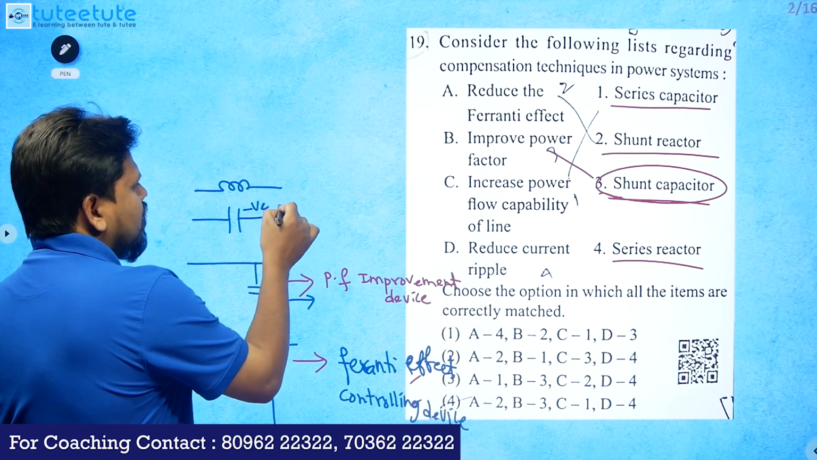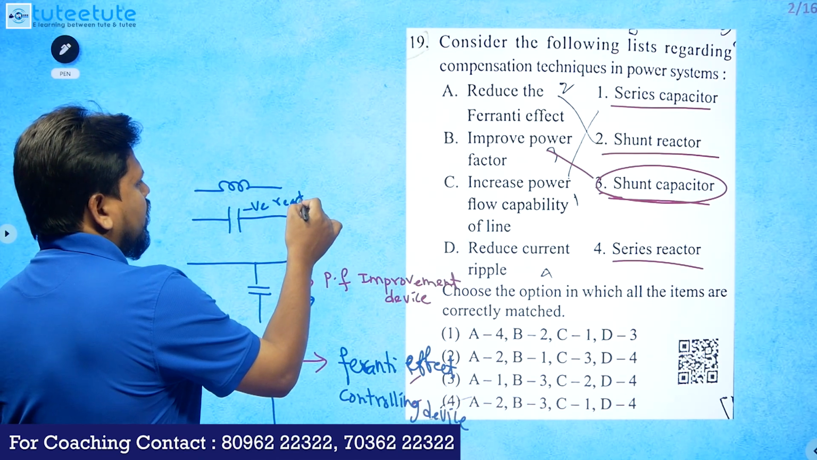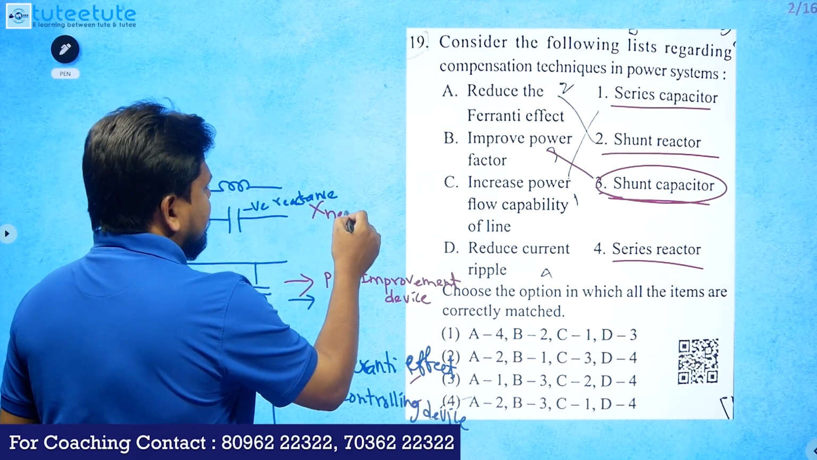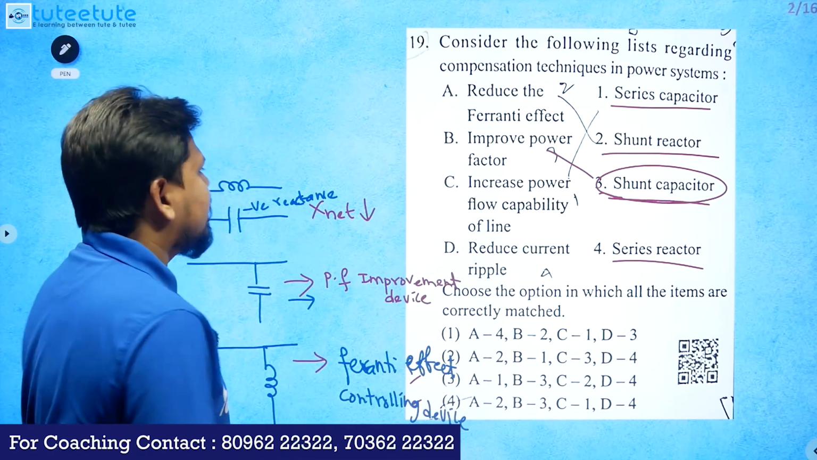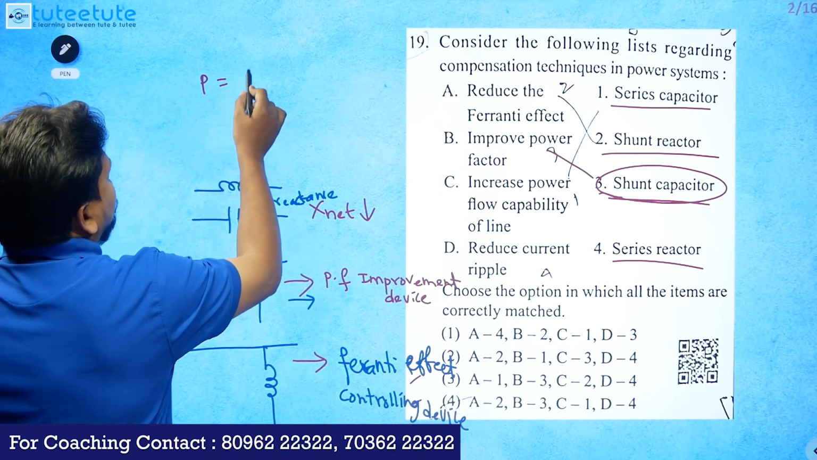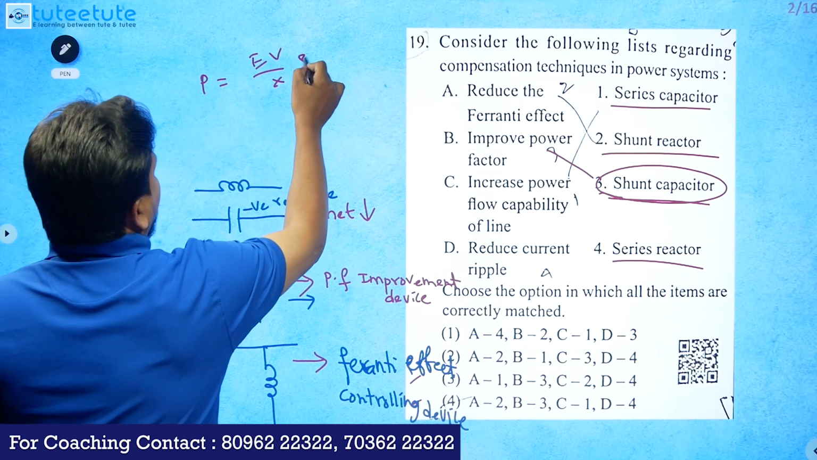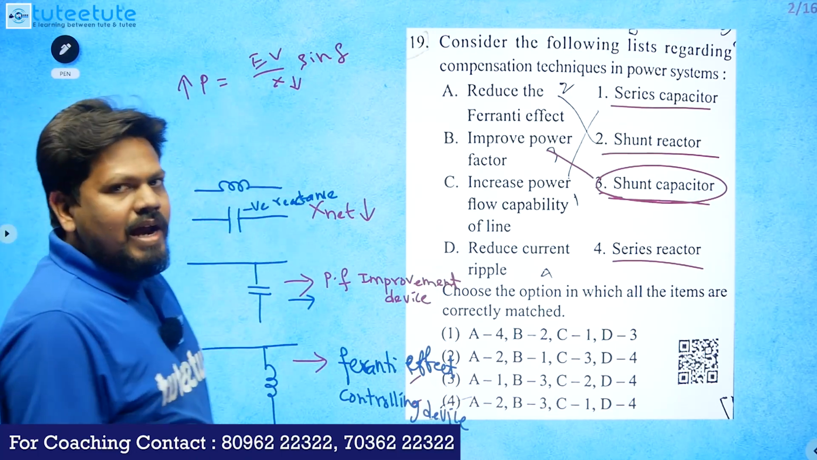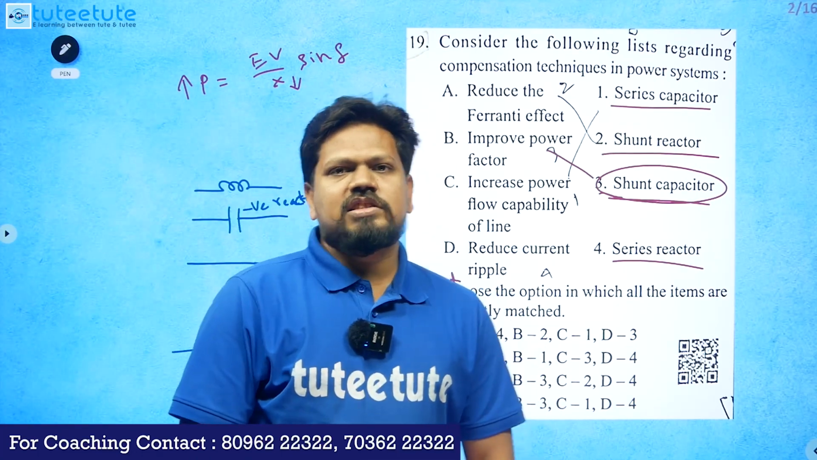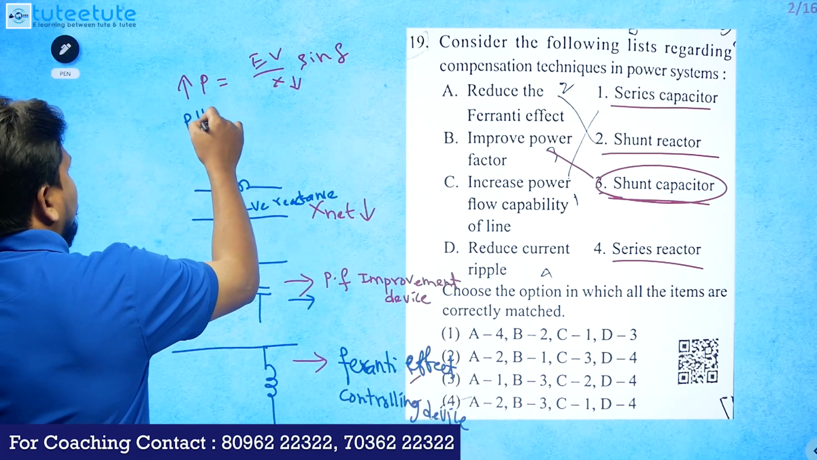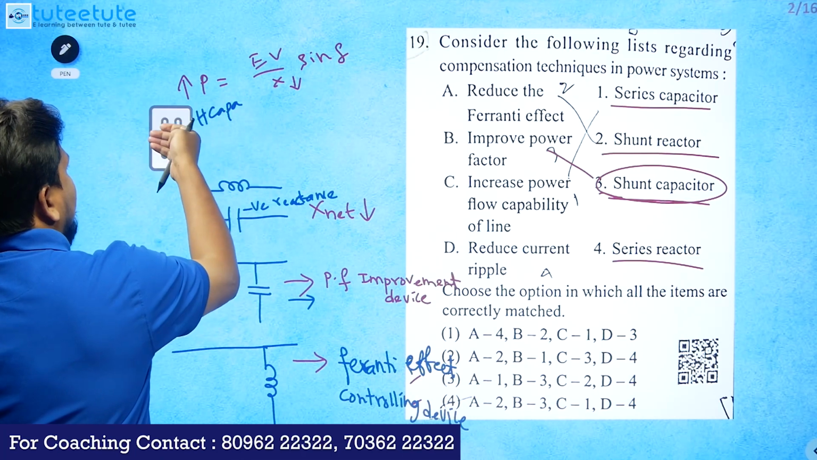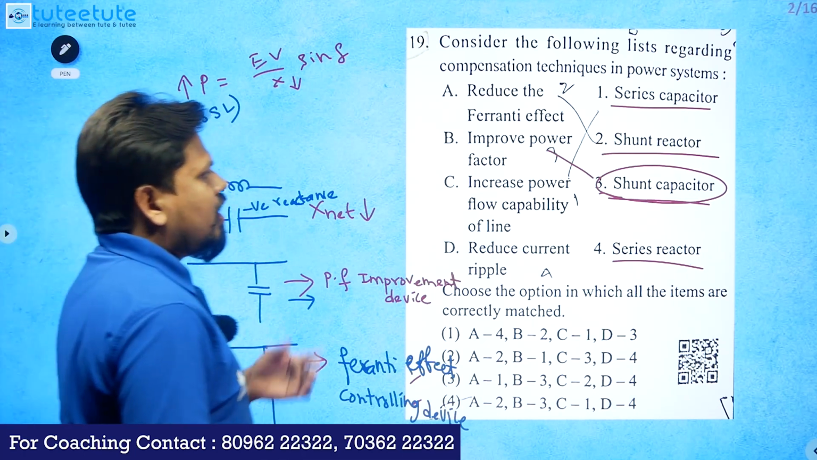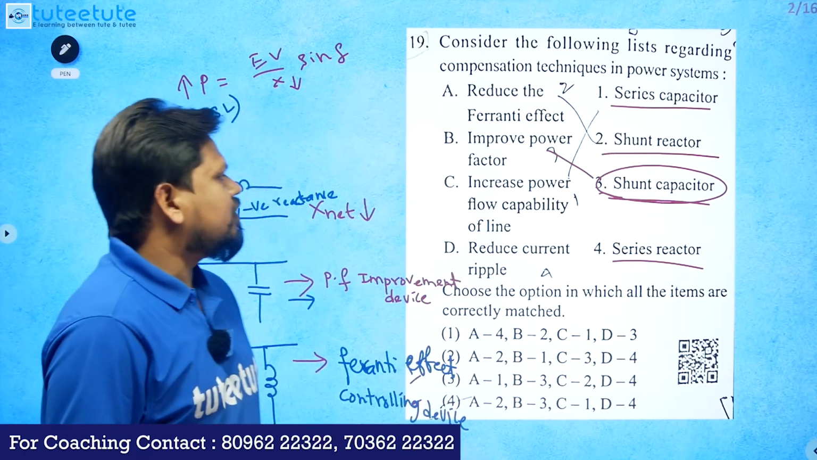So this is negative reactance. Whenever it is negative reactance, the net reactance will decrease. Electrical power output is nothing but EV by X into sine delta. Whenever net reactance decreases, the power handling capability, otherwise called the steady state stability limit, or power flow capability, will be increased.